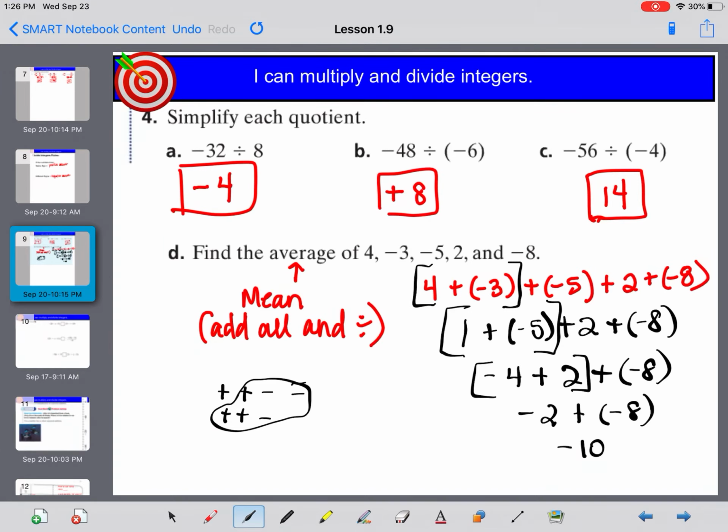Now, this is the sum. So now I need to divide by the number of numbers. 1, 2, 3, 4, 5. There are 5 numbers. So my next step is to take negative 10 divided by 5, or a negative divided by positive are different signs. So my solution is negative. So the average or mean of those given numbers is negative 2.